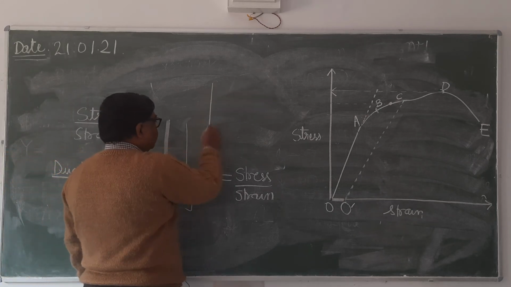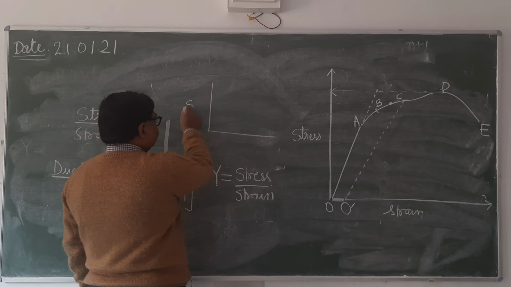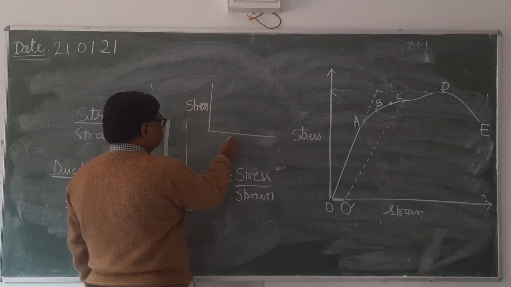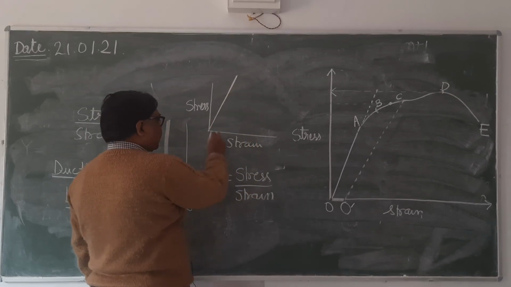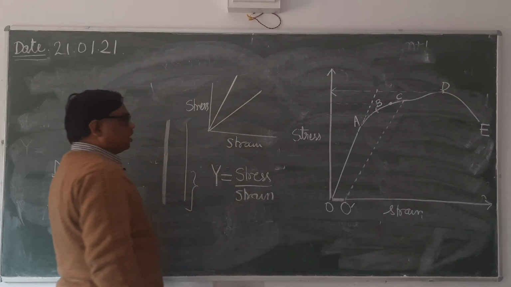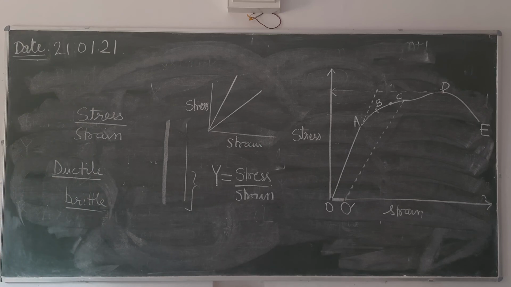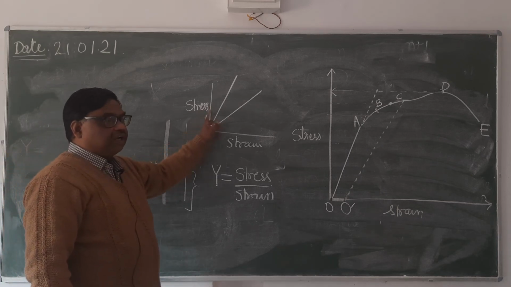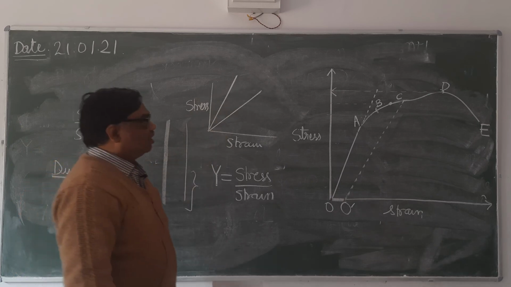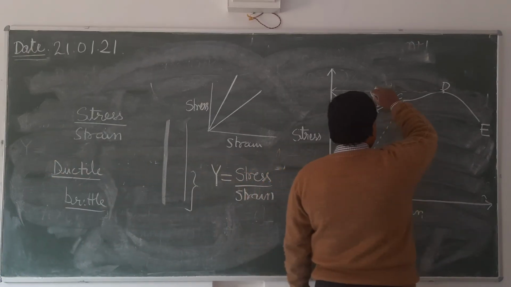Means if there are two stress versus strain curves, then this is representing ductile and this is representing brittle. It's clear? Brittle material will have a low value of Y. Elasticity is less. Ductile are having a higher value of Y. Now one more thing. In ductile material, the plastic region is longer. In ductile material, the plastic region is very much longer.